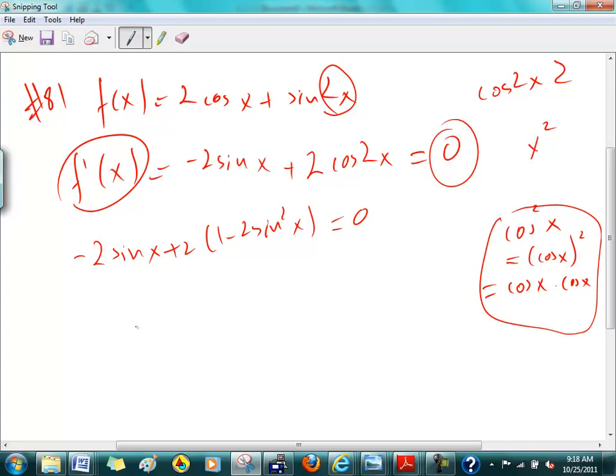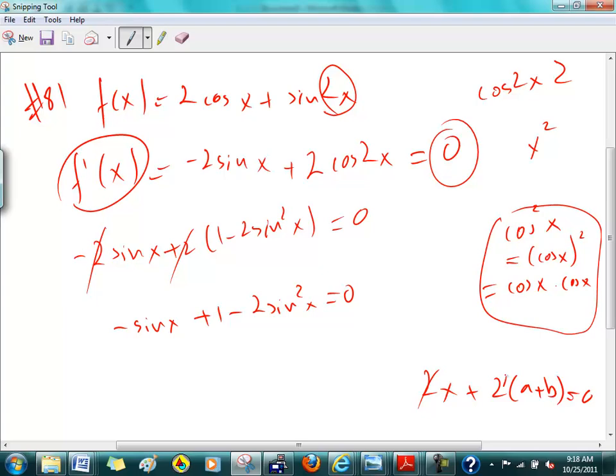So then you get, can I cancel the 2's out? Would you be okay with that? If I cancel this one and this one? So you get minus sin x plus 1 minus 2 sine squared x equals 0. It's like this, right? You have 2 times (x plus a plus b) equals 0, and you cancel this 2 and this 2, because there's a 0 on the other side. Remember, canceling is dividing by 2.